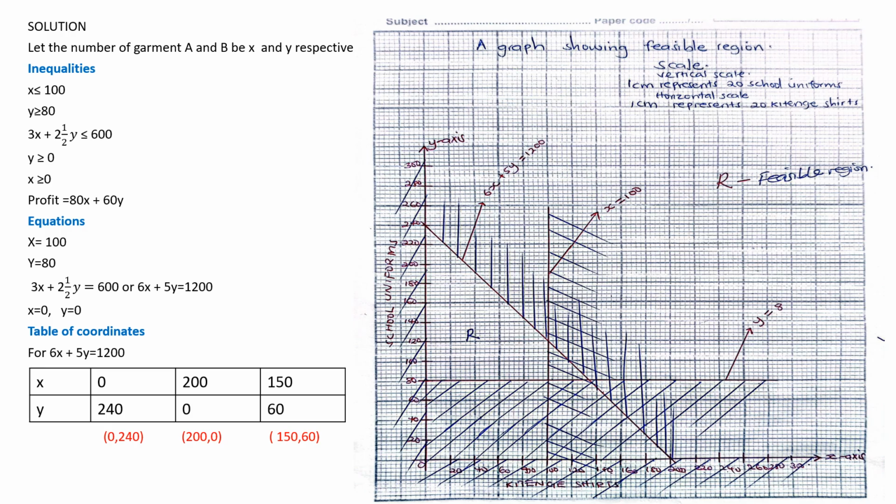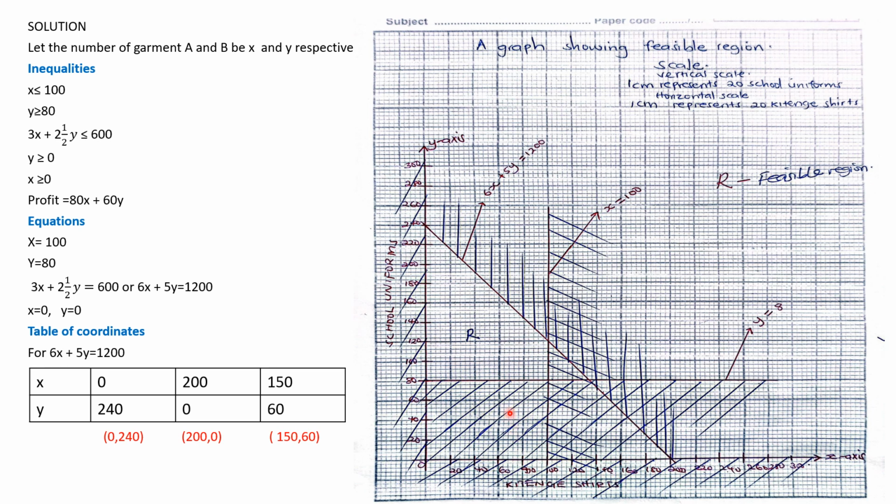Of course, now let's graph those different inequalities. First of all, you have to write a simple title: a graph showing feasible region. Then the scale is very important. 1 centimeter represents 20 school uniforms, and you can see school uniforms is on the vertical axis. Then also here, horizontal scale, 1 centimeter represents 20 change shirts, and you can see that I have them here.